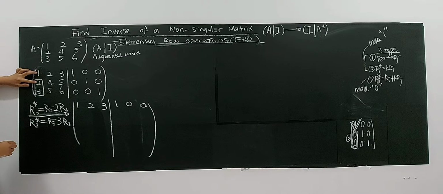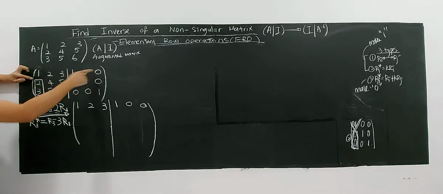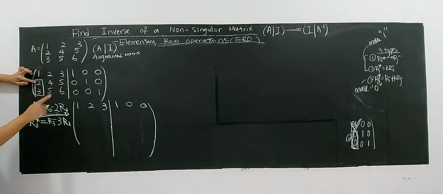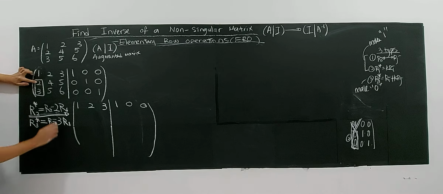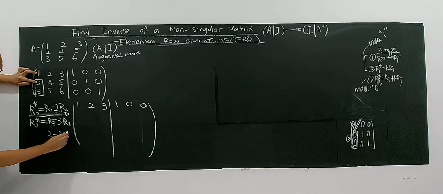So you have 2 and 1, right? Now it's between row 2 and row 1. Everything is row 2 and row 1. So if you put 2 here, this is from row 2, right? You put 2 here, minus 2 times row 1. What's row 1? Your row 1 is 1, right? So 2 minus 2, you have 0 here.